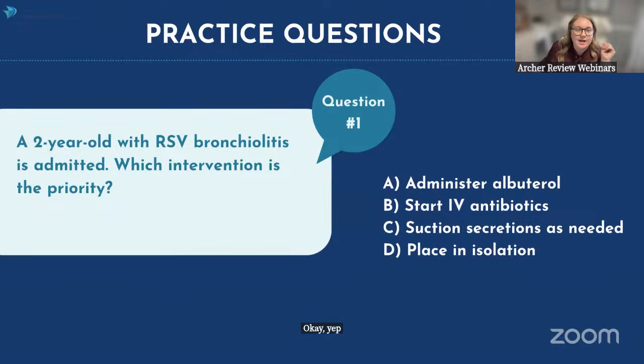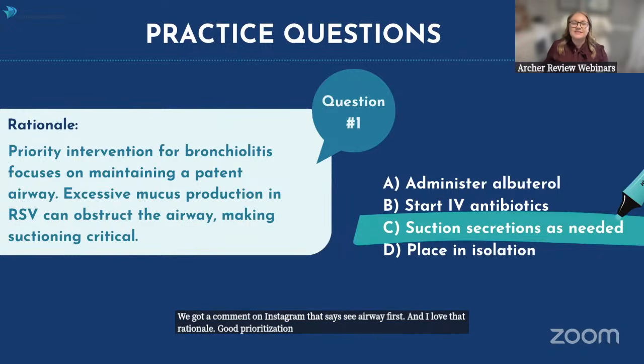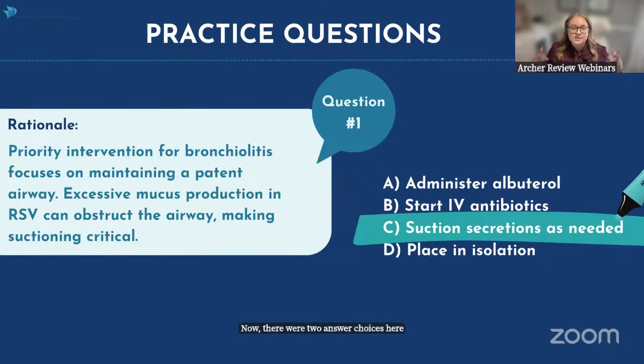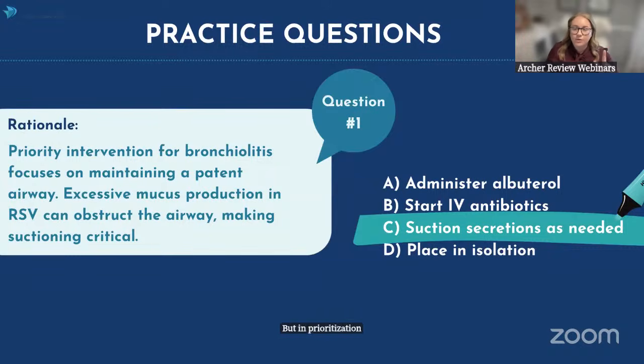C, okay. And here, we got a comment on Instagram that says C, airway first. And I love that rationale. Good prioritization. That is exactly why C is the correct answer. Now, there were two answer choices here that were appropriate. Suctioning and isolation are both things that we do. But in prioritization questions, we always follow those A, B, C's. Airway comes first, and suctioning out that airway is huge.